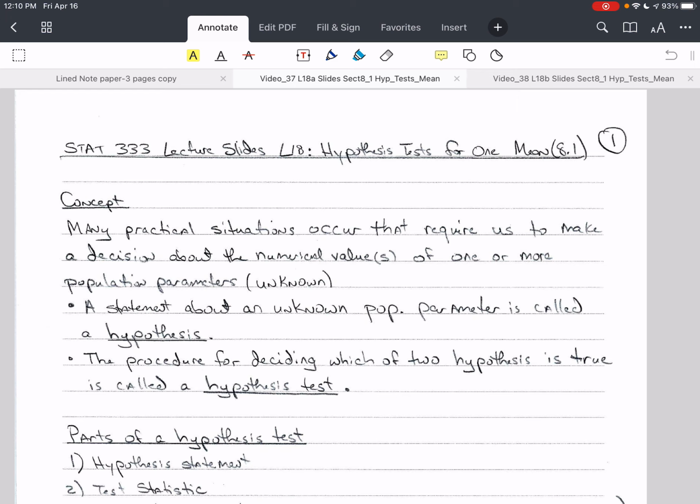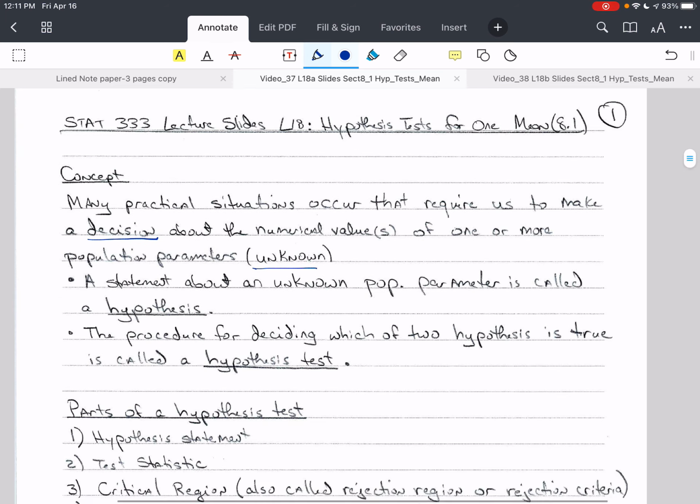So we have many practical situations that require us to make a decision. And as I mentioned, decision theory. Make a decision about the numerical values of one or more population parameters. And these are unknown population parameters. If we know their value, we do not need to do a hypothesis test about that parameter. Now, a hypothesis is a statement about, in this case, an unknown population parameter. And a hypothesis test is the procedure that we follow to decide which of two hypotheses is true.